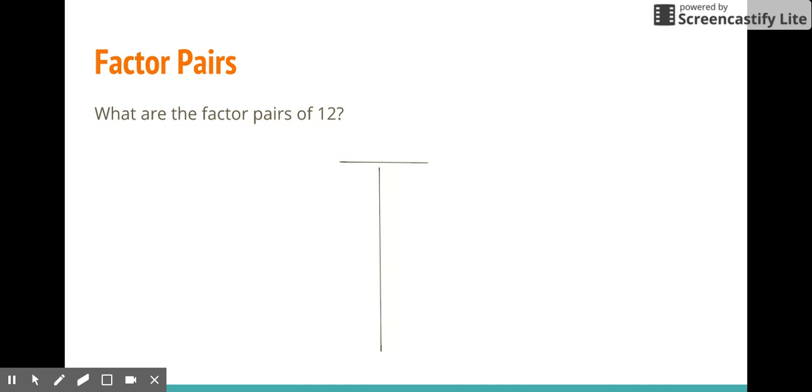If I'm finding the factor pairs for 12, I want to make sure that I put 12 at the top of my T-chart. That way I can keep my focus and know which number I'm trying to find factors for. Then I'm going to start working my way from 1 to 2 to 3 and so on, and see if I can find other numbers that I can multiply to equal 12.